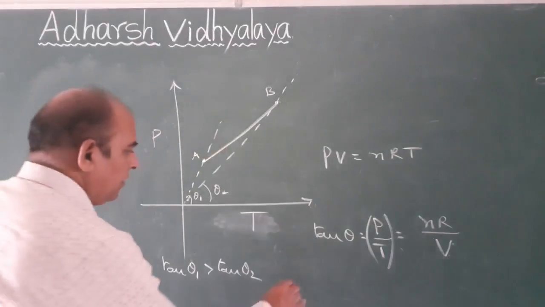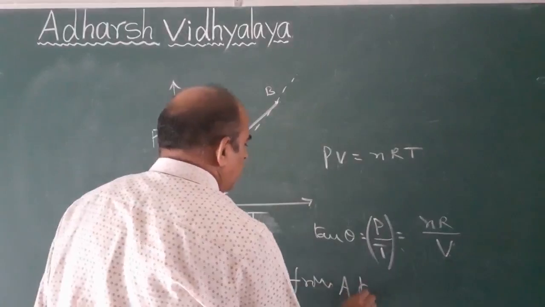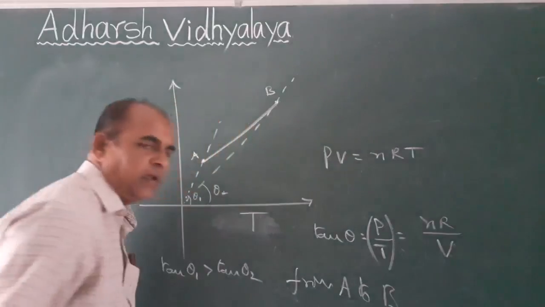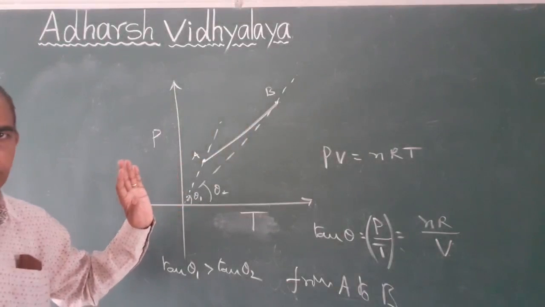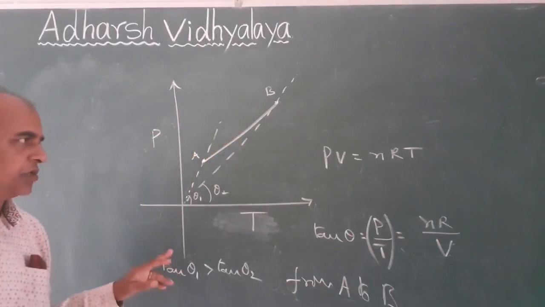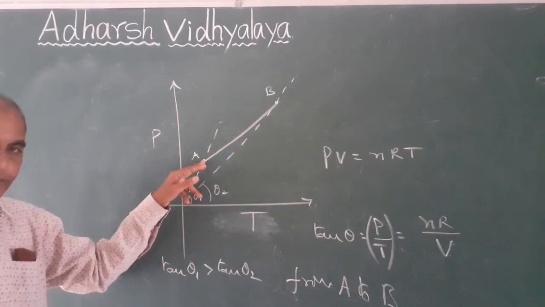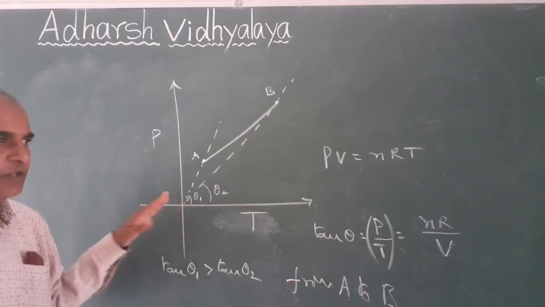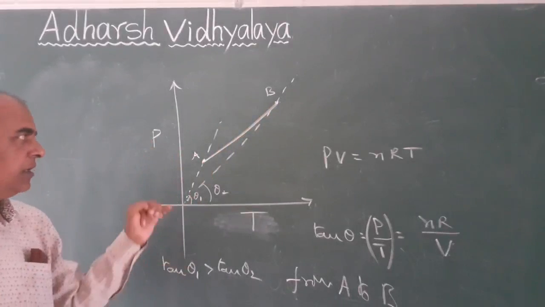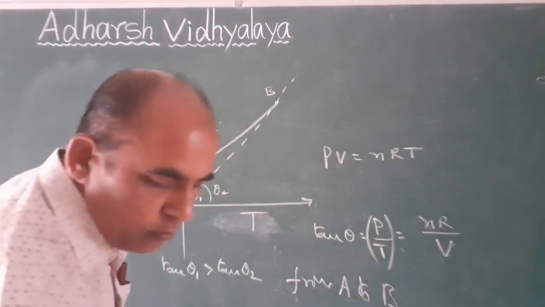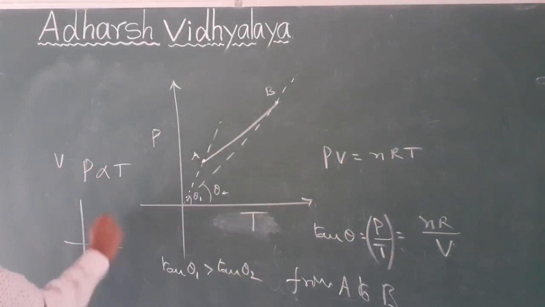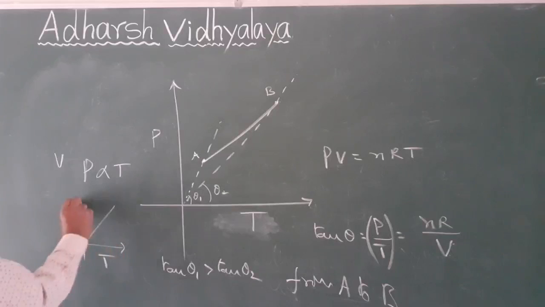From A to B, volume increasing. Actually, PT graph. So from A to B, what happens to its volume? That is the question. Take it that it is not passing through origin. If it is passing through origin, P by T is a constant, and volume is constant. At constant volume, we know that P is directly proportional to T. So we get a straight line passing through the origin. A PT graph like this will come.